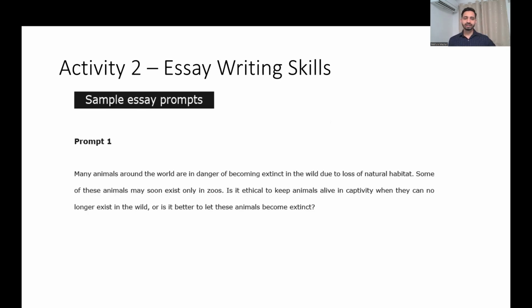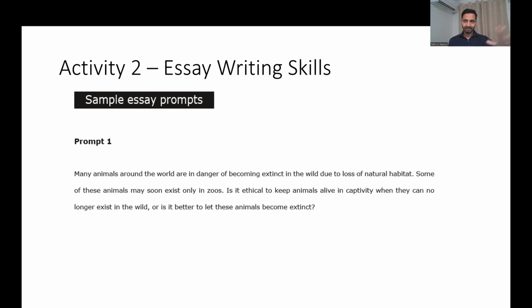Okay, so now we're going to look at this prompt, and we're going to practice our essay writing skills. So, let's read this prompt out. Many animals around the world are in danger of becoming extinct in the wild due to loss of natural habitat. Some of these animals may soon exist in only zoos. Is it ethical to keep animals alive in captivity when they can no longer exist in the wild? Or is it better to let these animals become extinct?